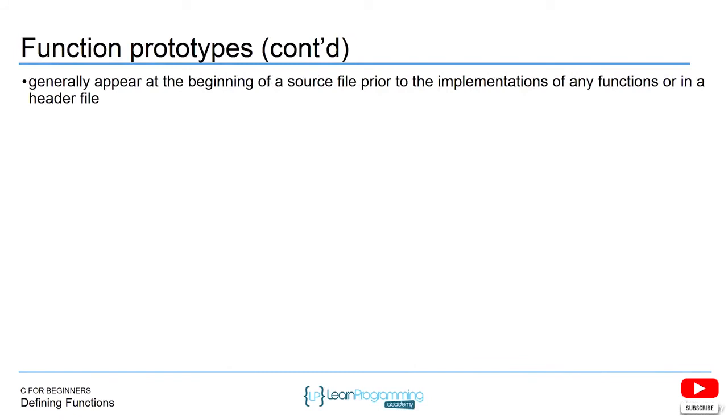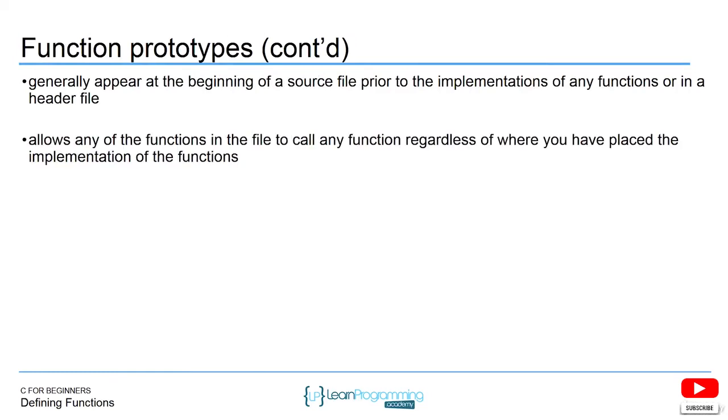So they usually appear in source files if only that source file is using that function. Otherwise, you put them in a header file if they're being used by many source files. It allows any of the functions in the file to call any of those functions that are defined regardless of where you have placed the implementation. If you place the implementation of a function after you call it, C is going to complain and say that it doesn't know about it. Because when you compile, you're compiling line by line. If you place the declaration at the top, then you can invoke the function before it's defined, before it's implemented.